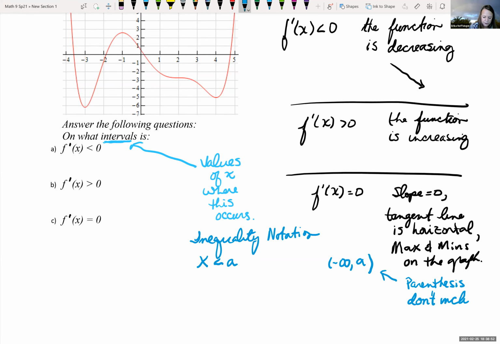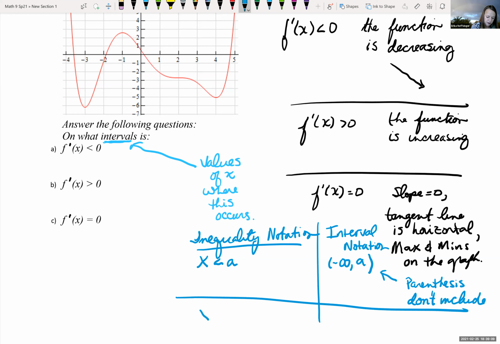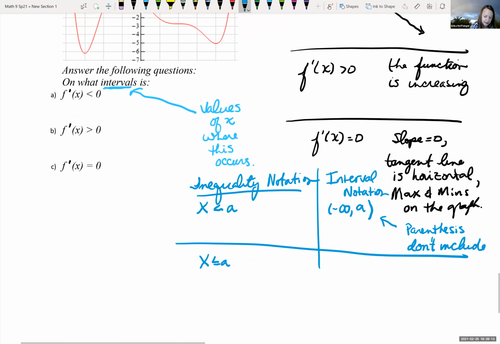Where if I had put, let me just write this as interval notation really quick too. So if it was less than or equal to a, we would include that endpoint. And remember, to include an endpoint, we put a bracket there. So bracket means you're including.